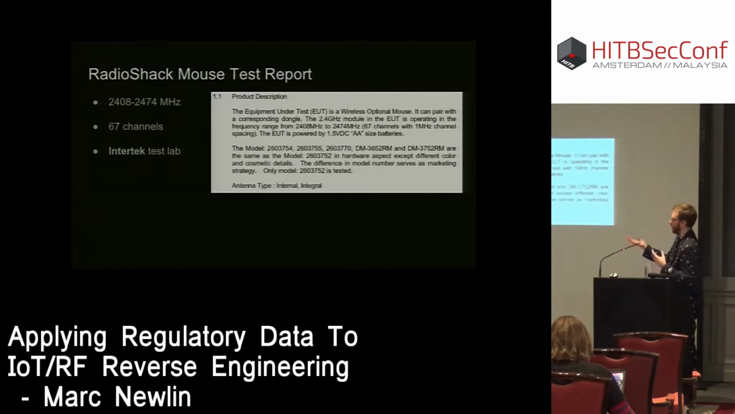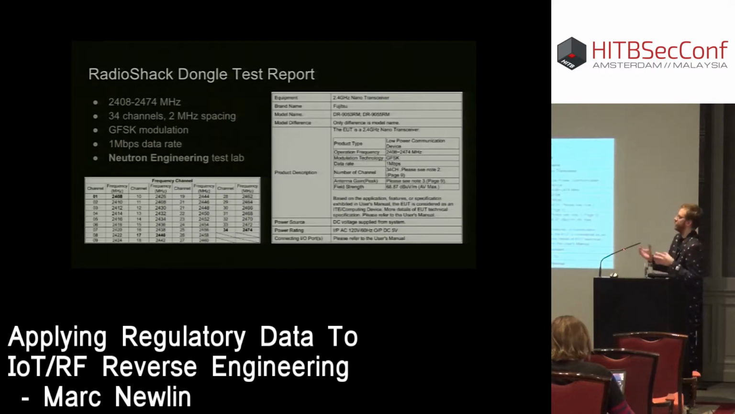This is from the Intertech test lab. And now the dongle, in this case, was certified separately by Neutron Engineering. In this case, it's probably some other OEM made the product and whatnot. But in this case, we have more structured data. Unfortunately, this is different information than we saw from the mouse. So here we see 34 channels versus the 67 from the mouse. But we see that it's gr-fosphor modulation. We can see the data rate of 1 megabit. These discrepancies between test lab reports for the same products can be kind of frustrating, but you just have to filter through that and get a consensus for the available data.